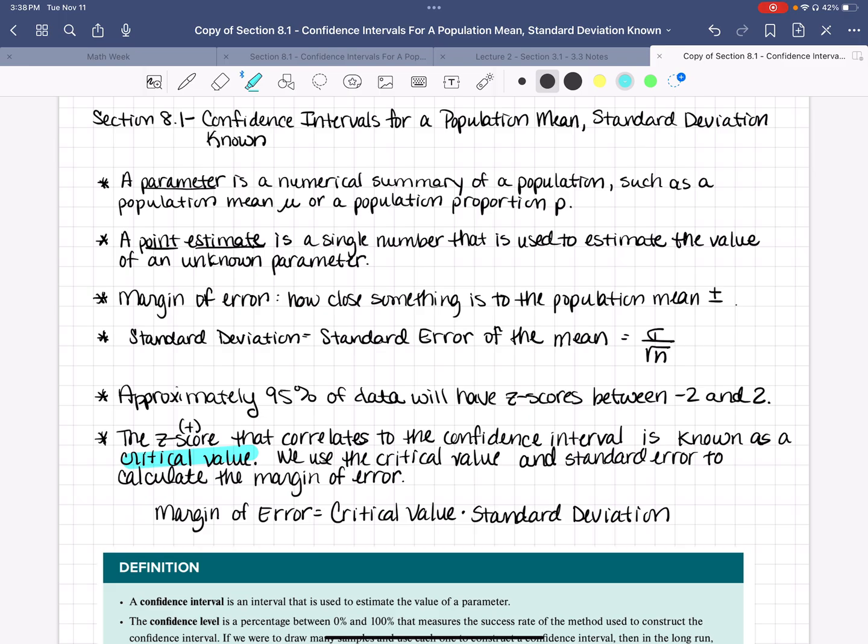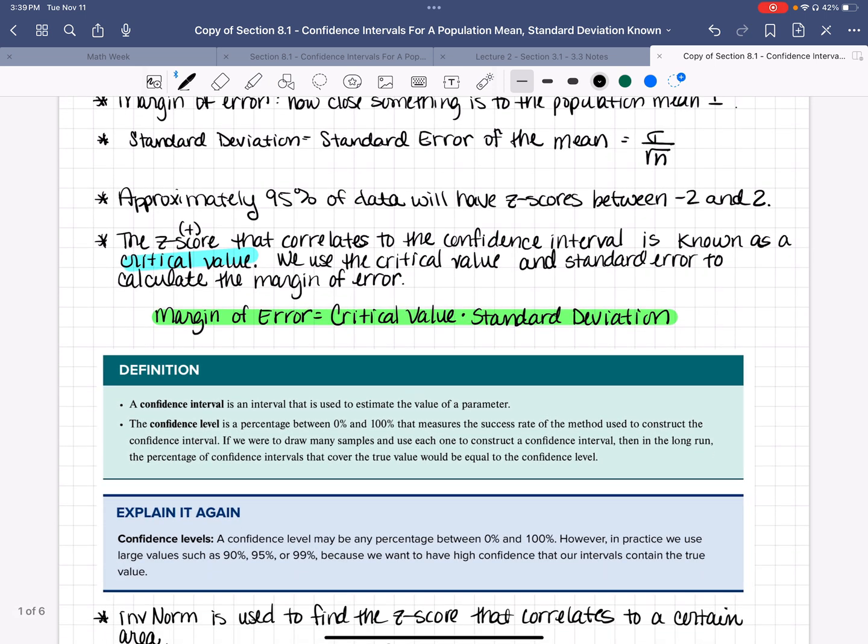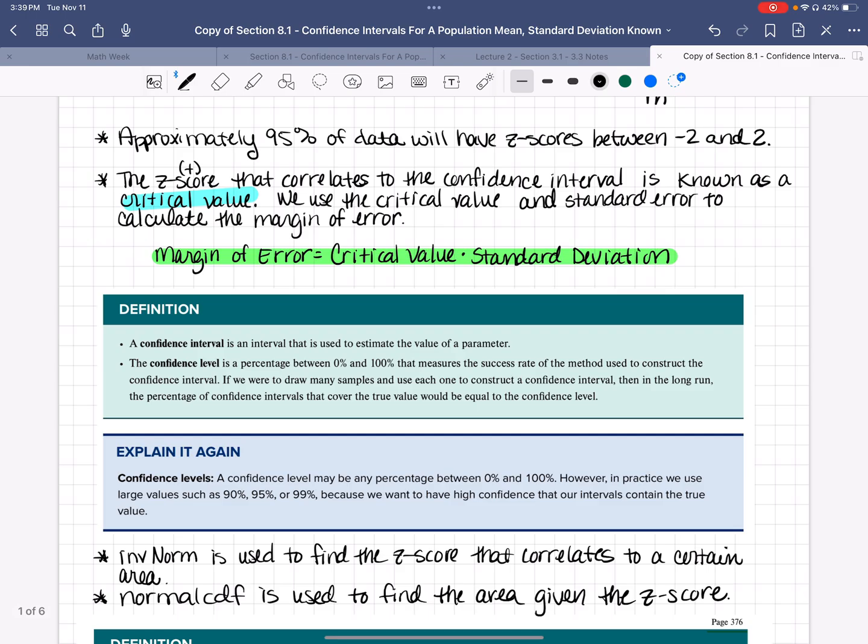We'll use the critical value and standard error to calculate the margin of error. This becomes very important. We've got to have the margin of error equals the critical value times the standard error. And like I said, in the next few example problems, we calculate that quite often. A confidence interval is an interval that is used to estimate the value of a parameter.